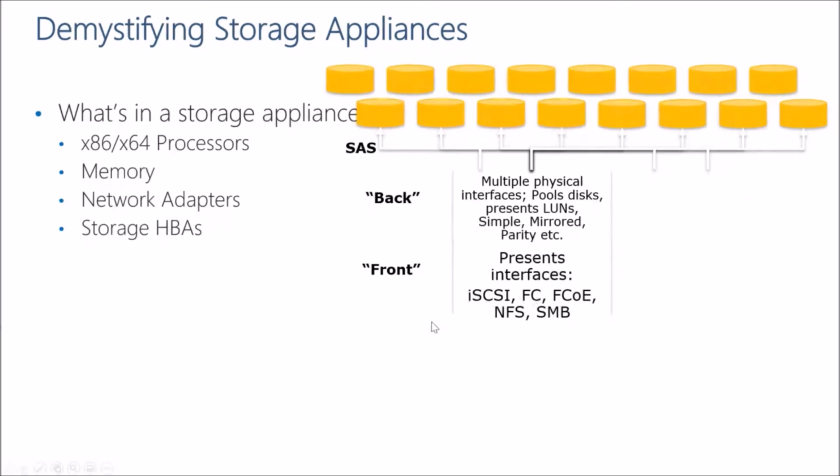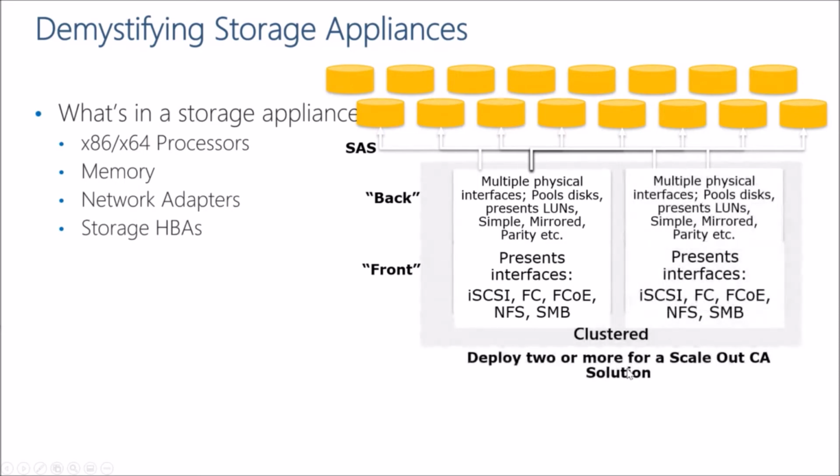So these are how the Hyper-V computers are configured to connect. In the front, by the back, you have various disks configured in those pools and so forth. We can also have them clustered, so we can have storage clusters. Which means instead of having one storage area network or server, we can have multiple ones, and we can deploy two or more for a scale out storage solution.